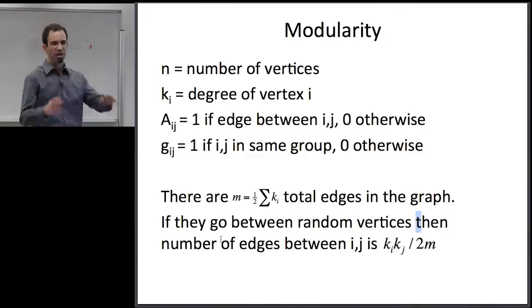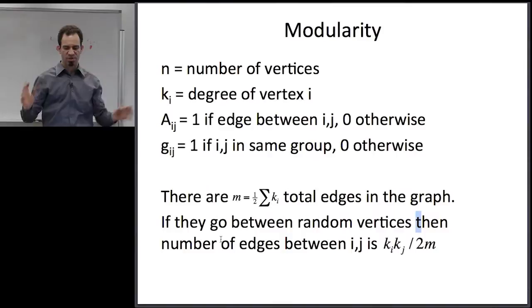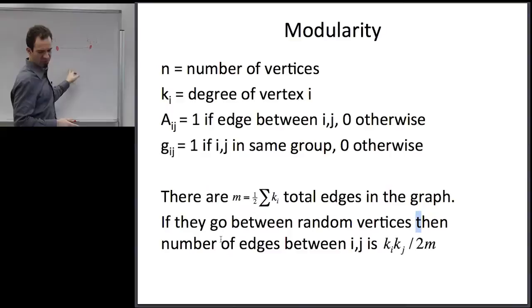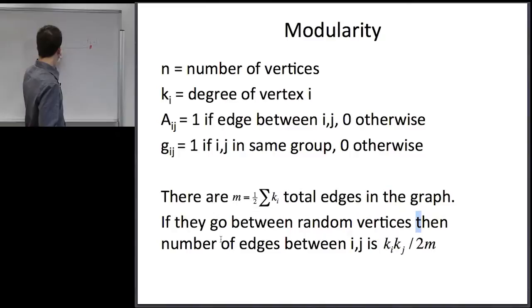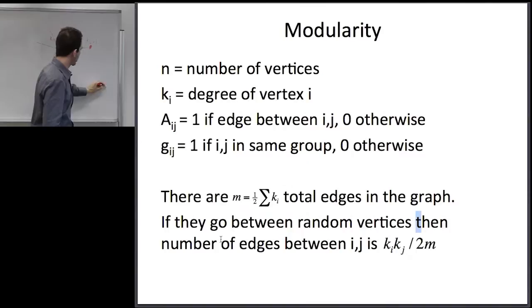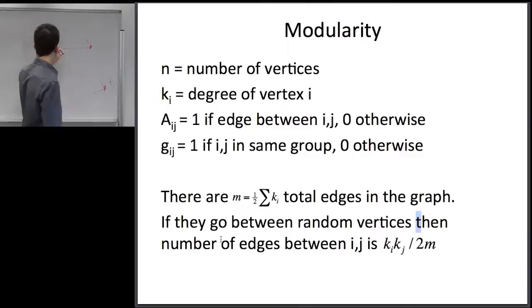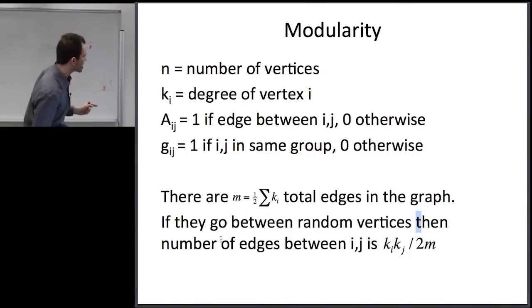Now, if I take all of these edges, these m edges, and I put them between random nodes, then on average, the number of edges between nodes i and j is, what that formula says is, if I've got a node which has very high degree and it goes to some other random things, and then I have another node which has some other degree, kj, the probability that I'm going to have, I think that's actually that ends up being the probability because I divide by 2m.